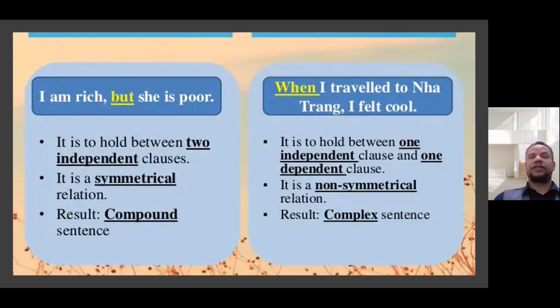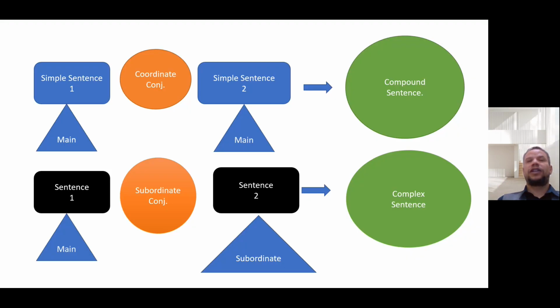Again, from coordinating conjunctions, we get a compound sentence. From subordinating conjunctions, you get, yes, a complex sentence. That's great. Now in detail.